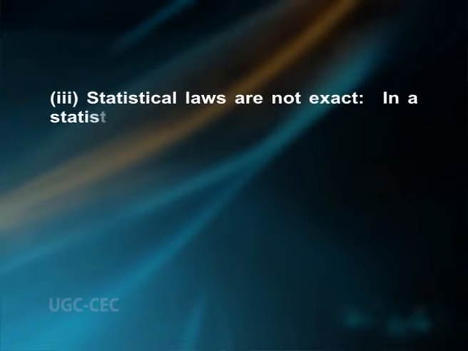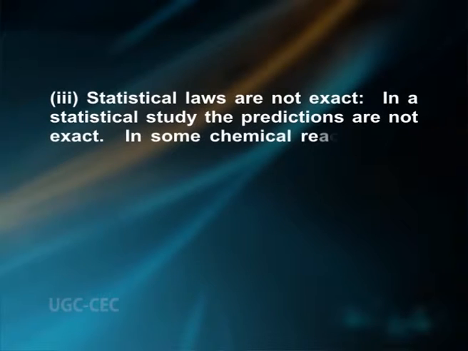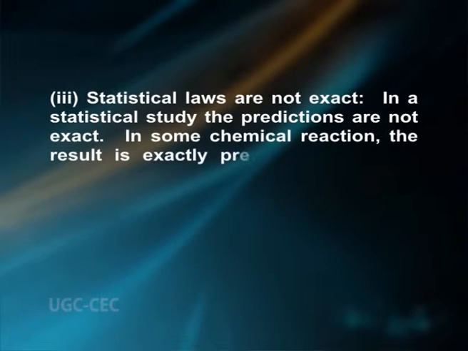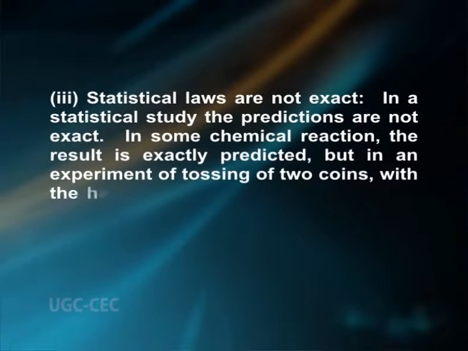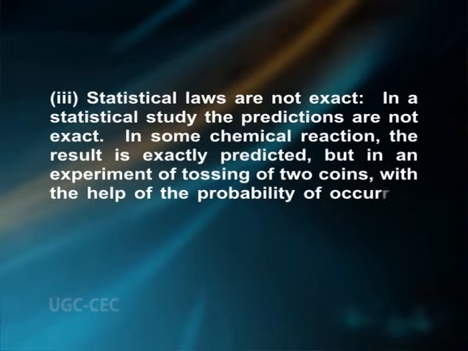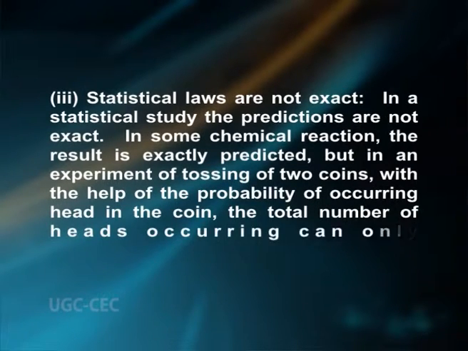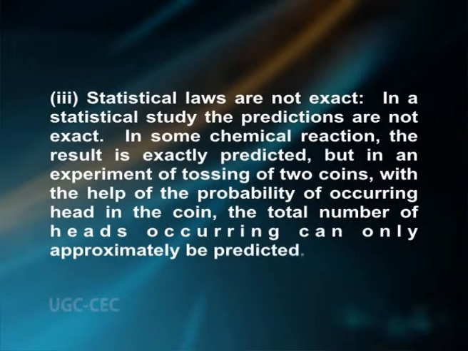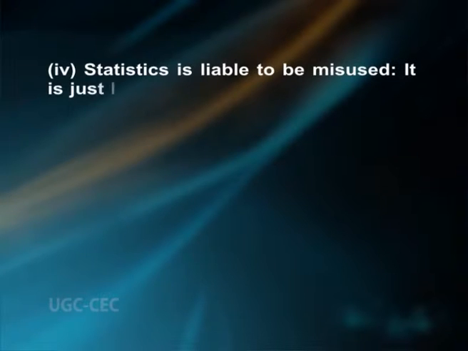3. Statistical laws are not exact. In a statistical study, the predictions are not exact. In some chemical reactions, the result is exactly predicted, but in an experiment of tossing 2 coins, with the help of the probability of occurring heads in the coin, the total number of heads occurring can only be approximately predicted. 4. Statistics is liable to be misused.